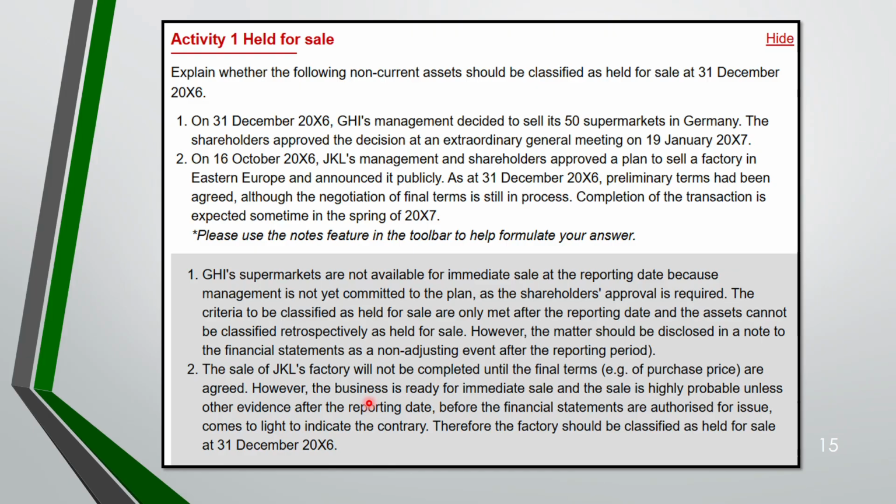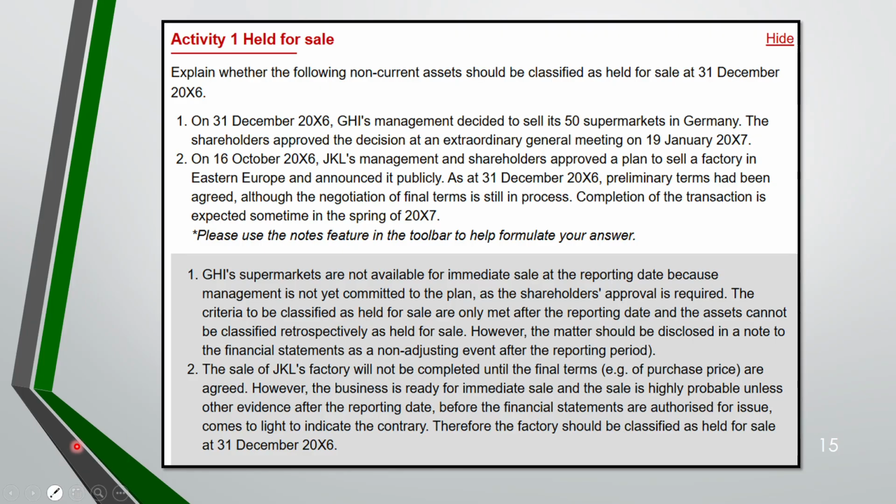But the business was ready for immediate sale, and the sale is highly probable unless other evidence exists after the reporting date before the financial statements are authorized for issue. Therefore, this factory you can classify as held for sale at 31st December 2006. Why? Because it was available for immediate sale, and also the sale is highly probable at the reporting date. Even though the transaction took place later, after the reporting year end, evidence was there that the sale would take place, and it was also in a condition that you can immediately sell.